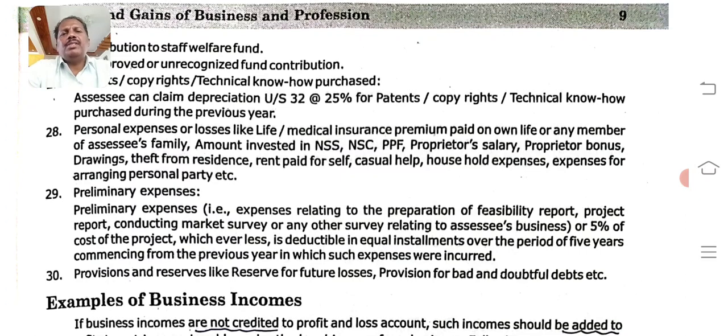Preliminary expenses. Preliminary expenses relating to the preparation of feasibility report, project report, conducting market survey, or any other survey relating to the assessee's business, are 5% of the cost of the project, whichever is less, deductible in equal installments over the period of 5 years commencing from the previous year in which such expenses were incurred.